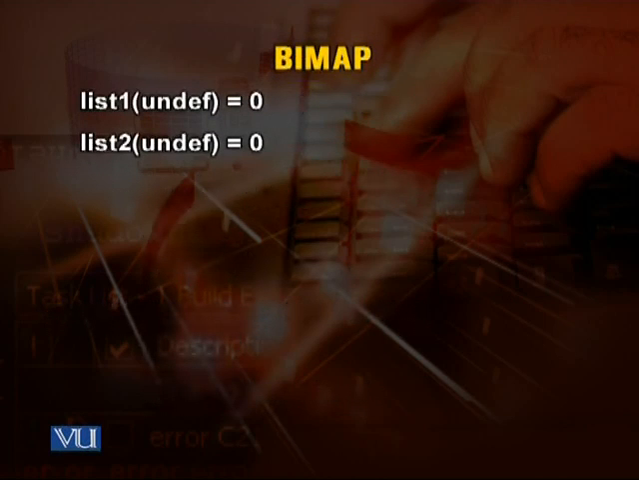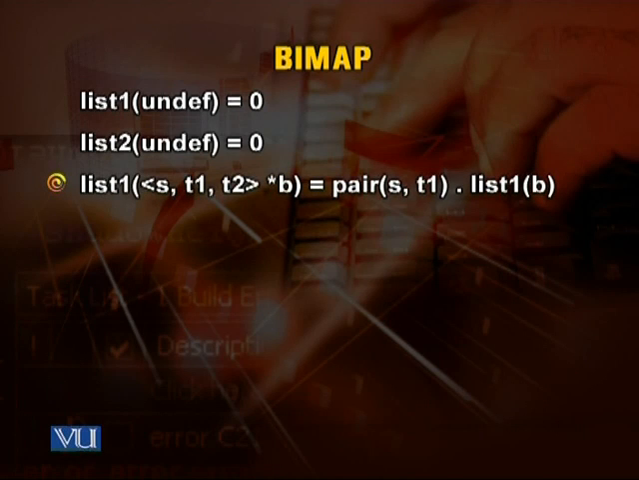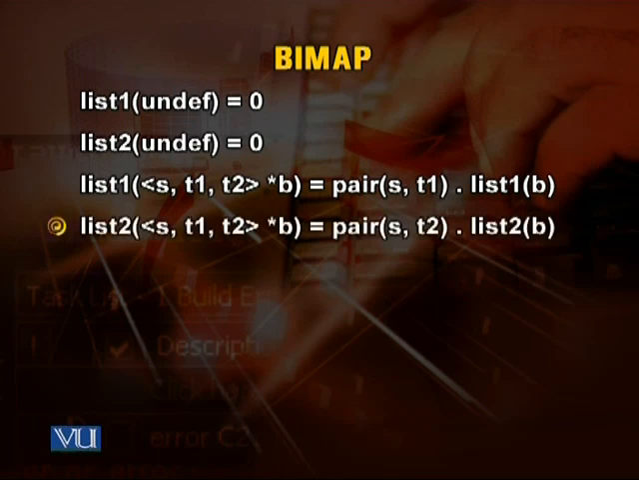Now let us come to list 1 and list 2. List 1 for undef. And now we are saying that, what we get back is not undef, rather what we get is an empty list. So list 1 undef is an empty list. List 2 undef is 0, which means an empty list. And now we use the constructor. So list 1 S, T1, T2 star B is equal to pair S, T1 dot list 1 B. Similarly, list 2 S, T1, T2 star B is equal to pair S, T2, that is the newly added tuple. So this pair has been taken from that, dot list 2 B.